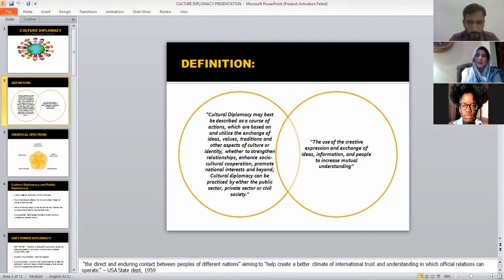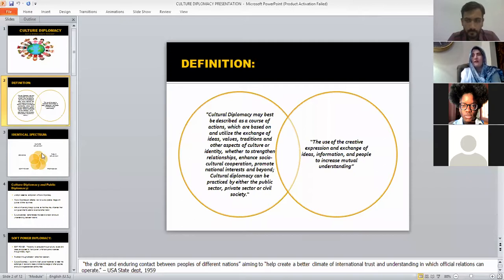Cultural diplomacy can be practiced by the public sector, private sector, or civil society. So it's basically a merger of all three sectors that is how we can execute our cultural diplomacy. Then you can define cultural diplomacy as the use of creative expression, exchange of ideas, information, and people-to-people exchange programs. When you have an exchange of ideas and expressions, and an exchange of information as well, there is a vital chance of mutual cooperation and understanding taking place.